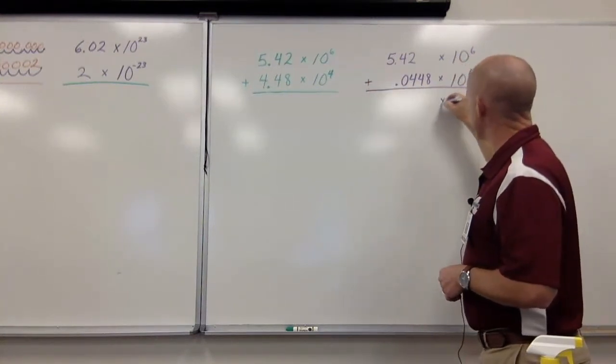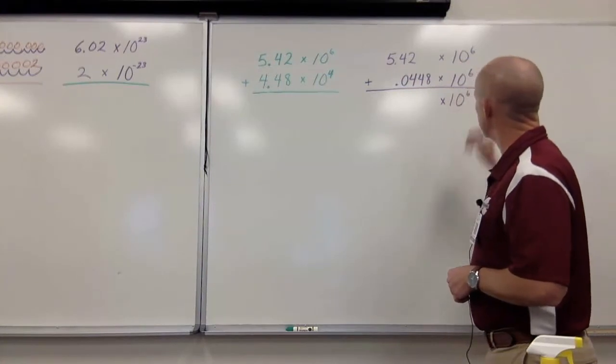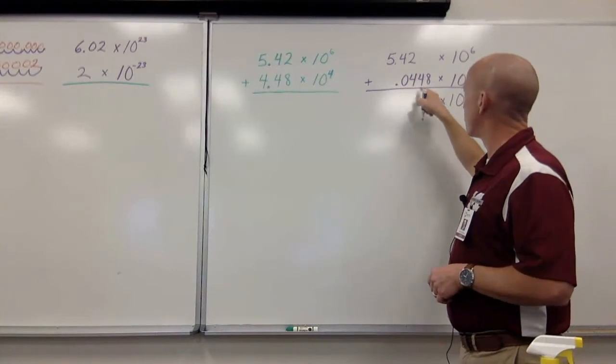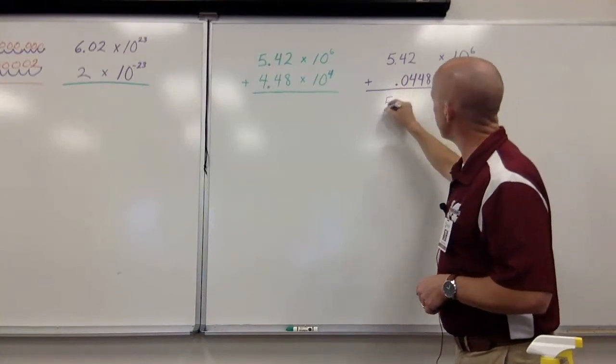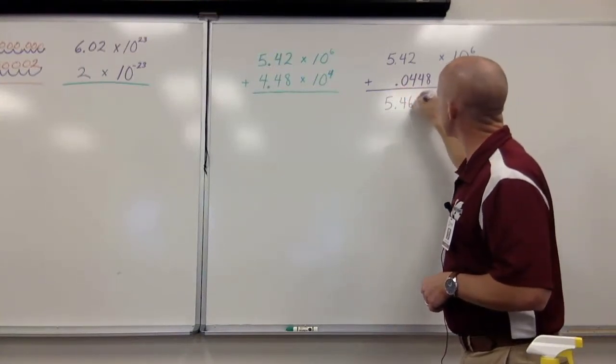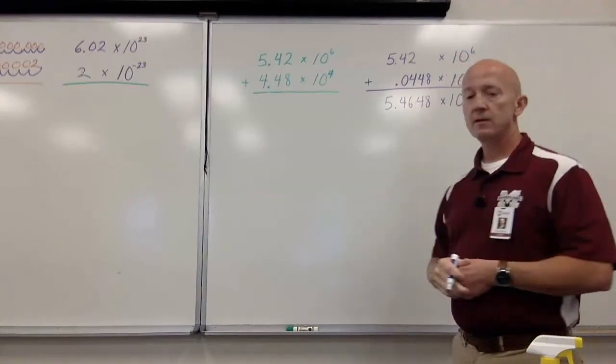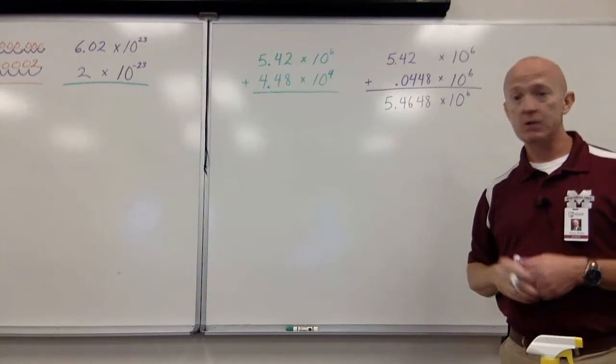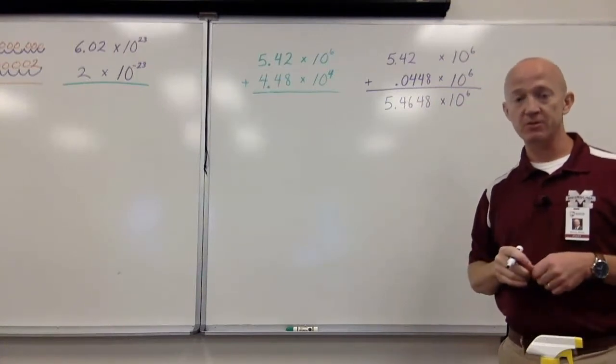So I know that my answer is going to have 10 to the 6th, 5.42 plus 0.0448 gives me 5.4648 times 10 to the 6th. And there you go. That's how you add scientific notation numbers together.